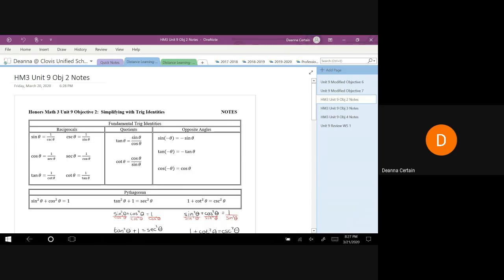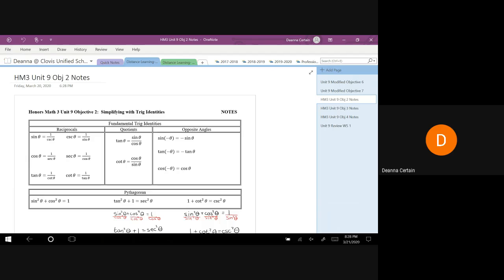Okay, 9.2. In 9.2, we looked at simplifying with trig identities. At the top of your notes, you'll see a lot of the trig identities that we use, especially the ones we're going to be using in this particular lesson. In the first box, you see your different reciprocals: sine is the reciprocal of cosecant, so therefore cosecant is the reciprocal of sine, and so on through the cosine-secant relationship and the tangent-cotangent relationship.